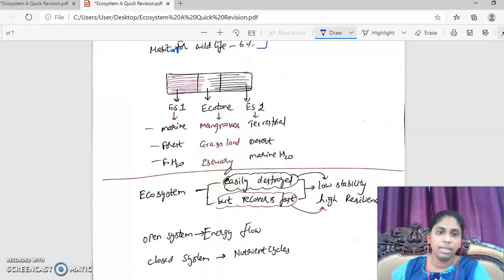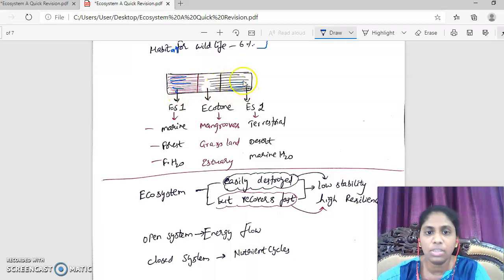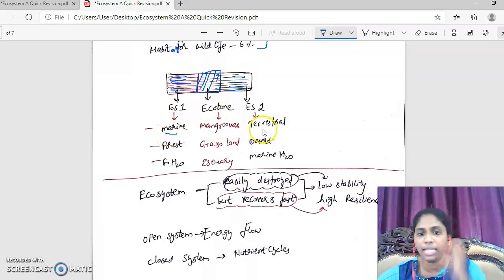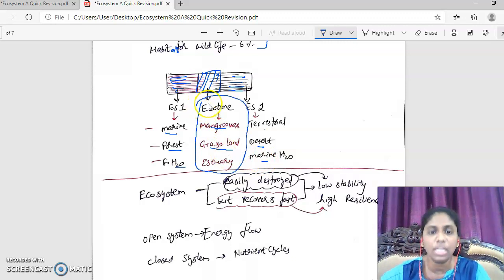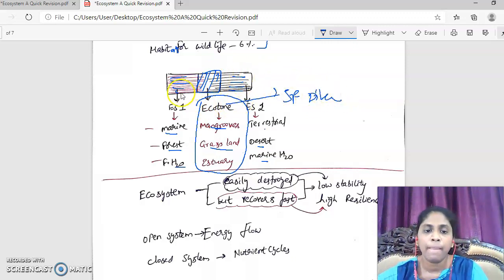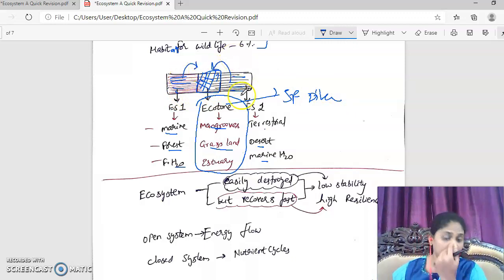Then let's see this. The first box is ecosystem 1 and the third box is ecosystem 2, and there's a place where these two ecosystems meet, and this is called an ecotone. For example, there's a place where marine and terrestrial ecosystems meet, and that is called mangrove. When forest and desert meet, the ecosystem is called grassland. When fresh water and marine water meet, it is an estuary. So mangroves, grasslands and estuaries are the best examples of ecotone. The ecotone is very, very rich in species diversity, because this is a combination of both ecosystem 1 and ecosystem 2. There is so much species diversity.